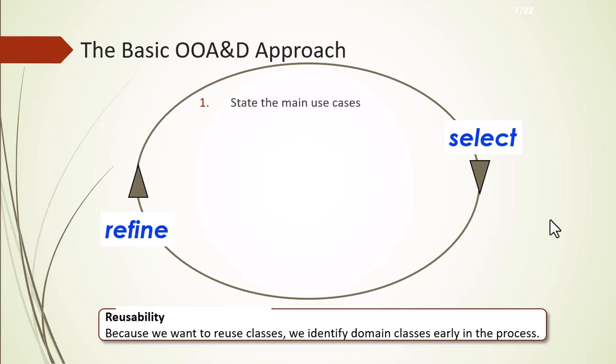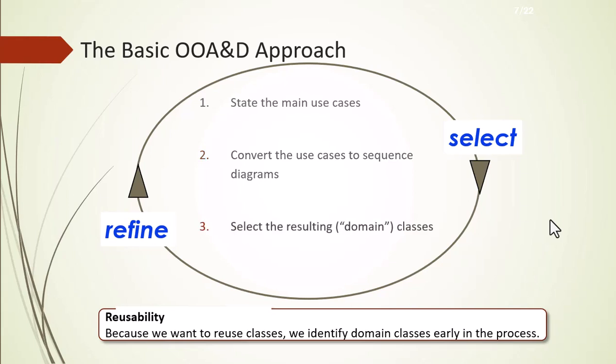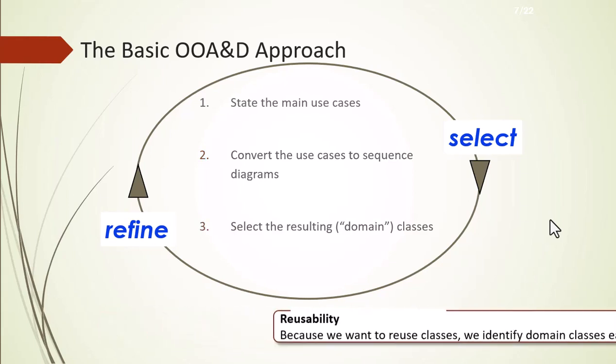So the first approach is to state the main use cases, because the use case is the base for the classes. So we derive the classes from the same use cases which we designed in the start. Convert the use cases to sequence diagrams, because a sequence diagram is nothing but a collection of use cases. A sequence diagram combines different use cases, and shows how different use cases work and interact with each other, and then select the resulting domain classes.